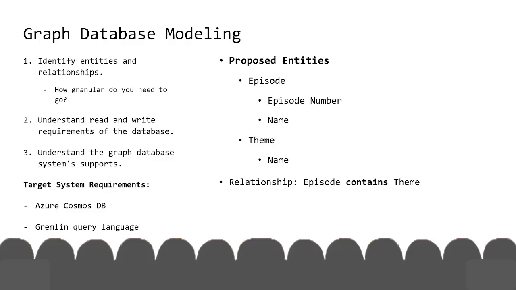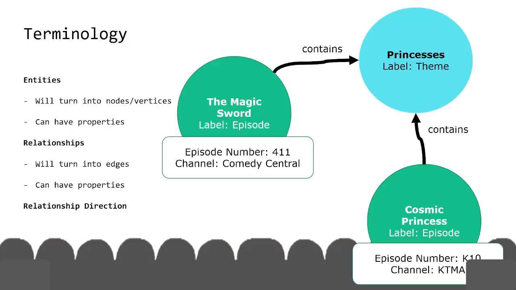So for our data, we've got two entities, episode and theme. We have the relationship of contains. We're going to be storing this in Azure Cosmos DB. And since we want to work with graph data in Azure Cosmos DB, we also will be using the Gremlin query language. But before we can get into the querying, we need to understand some terminology first.